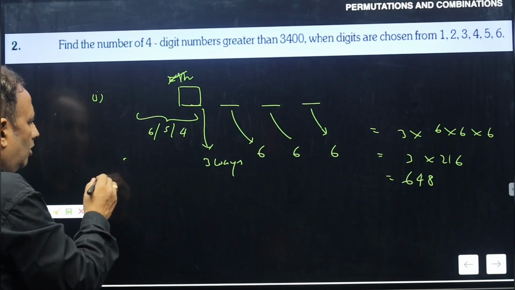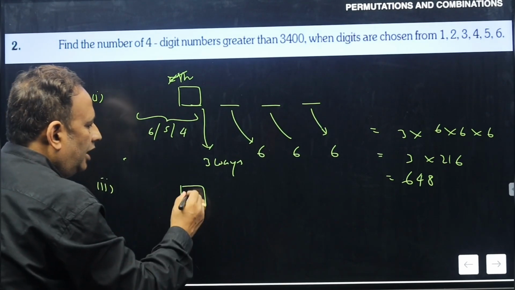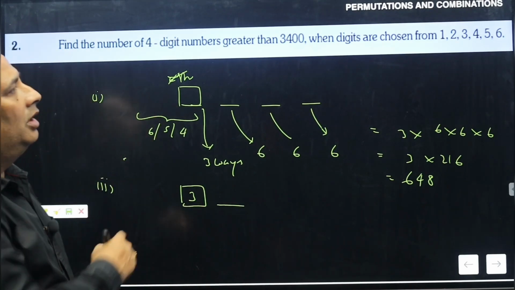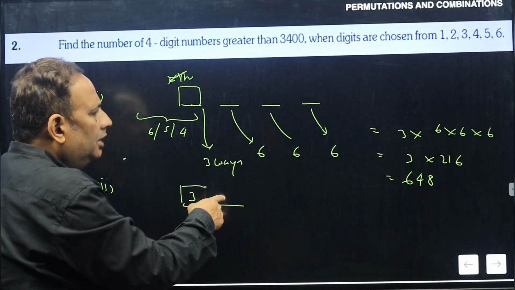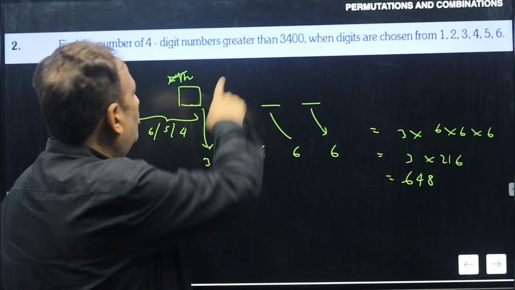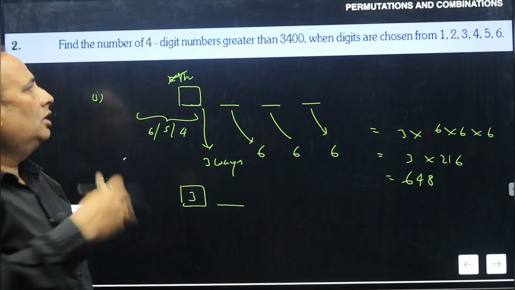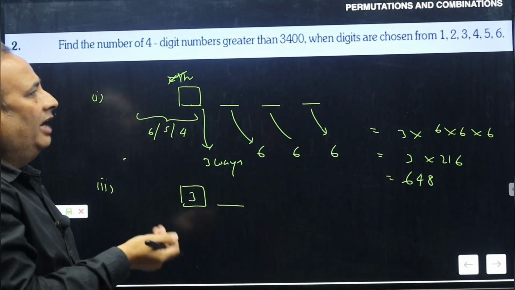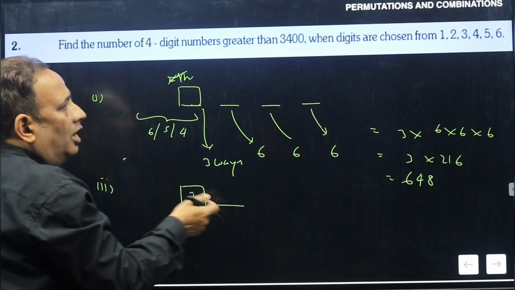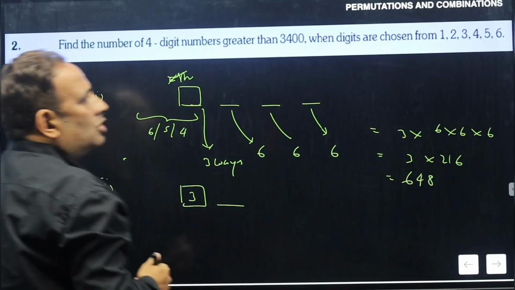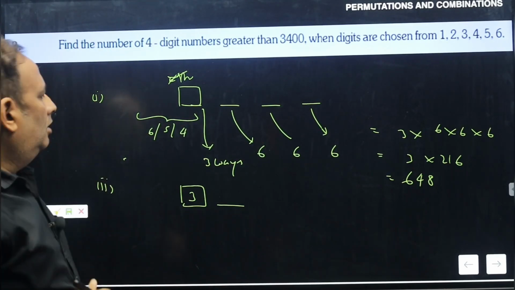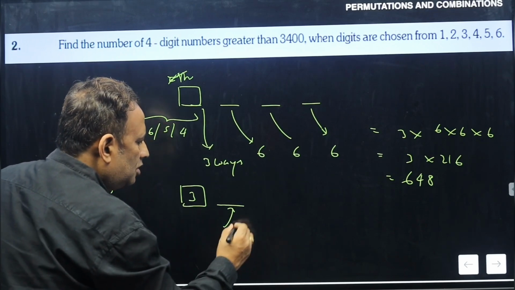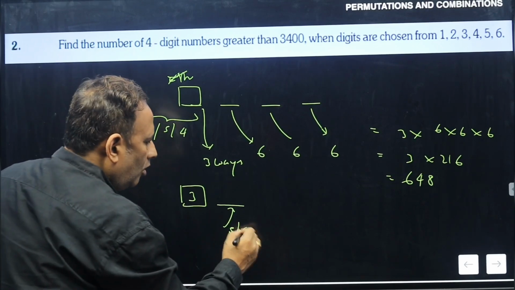Now, if on the thousands position we fix 3 only, what can we fill in this place? 3 is already considered. Now in this place we have to go with 4 or more, because we need numbers greater than 3400. So more than 4 we can put 5 and 6. Not 400, because 0 is not there. So 4 we can opt here, so this place can be filled with 4, 5 or 6.